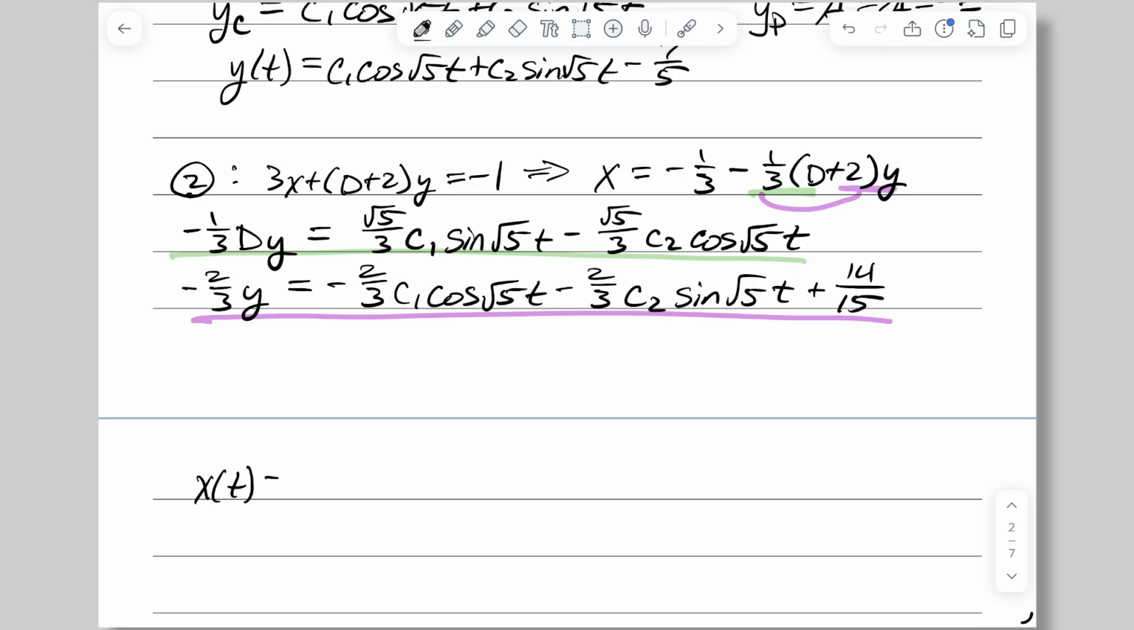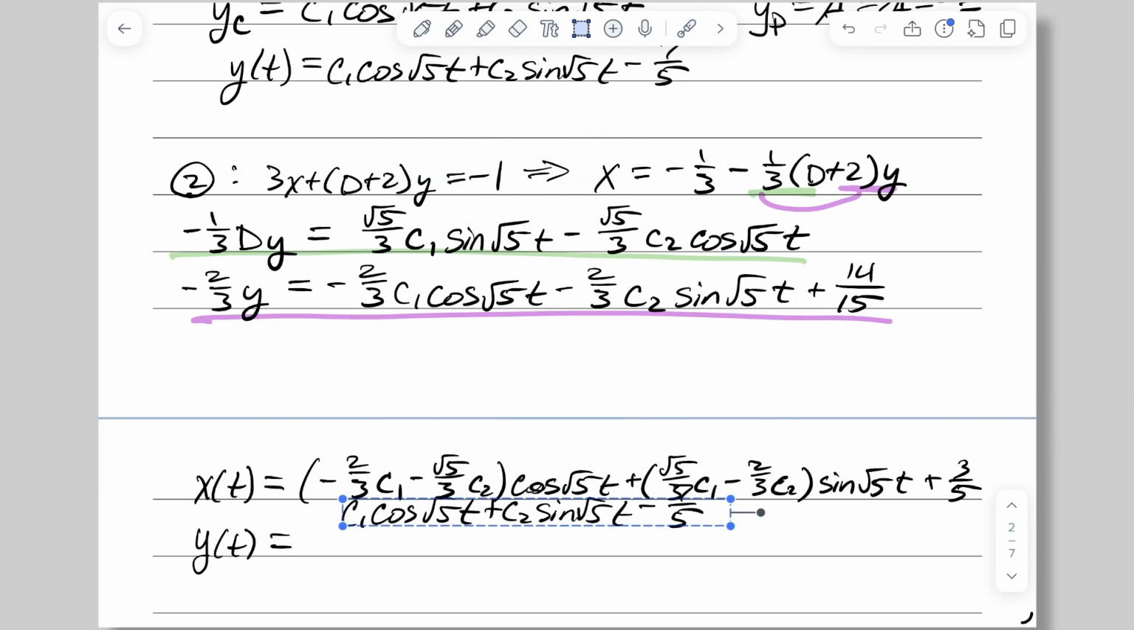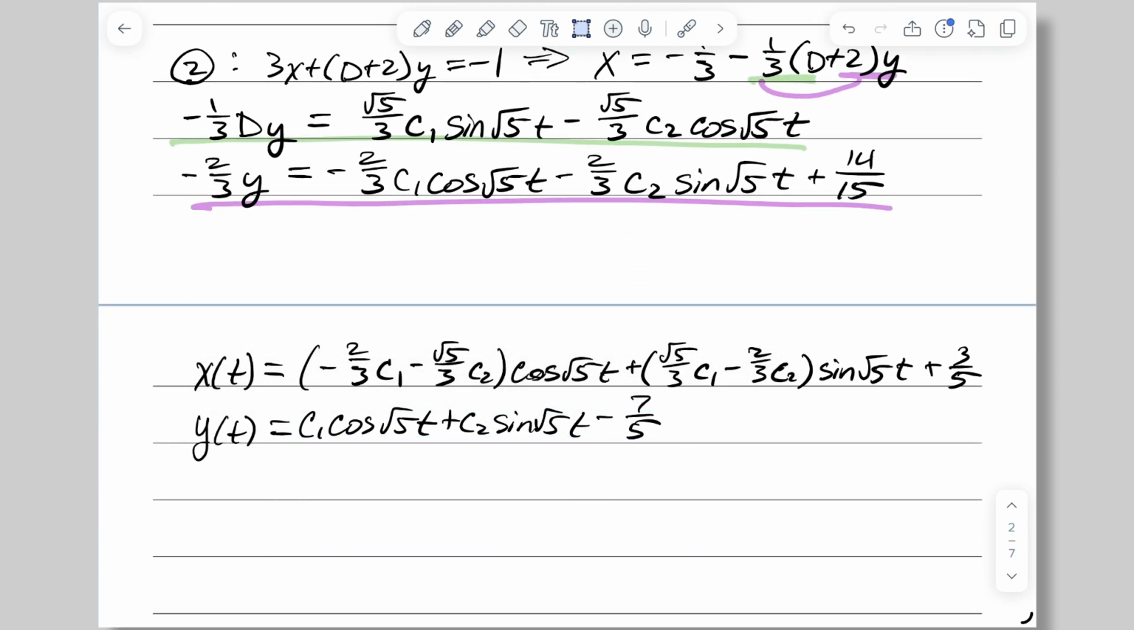Substituting and collecting like terms is going to give us x is equal to (-2/3 c1 - root 5/3 c2) cosine root 5t plus (square root of 5/3 c1 - 2/3 c2) sine square root of 5 times t plus 3/5. Now, for good form, I'll go ahead and bring y(t) down here as well. And that's the solution to the system of equations.